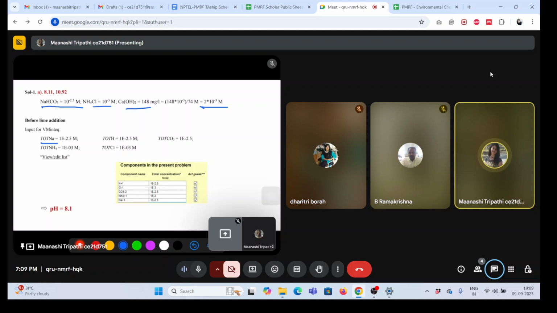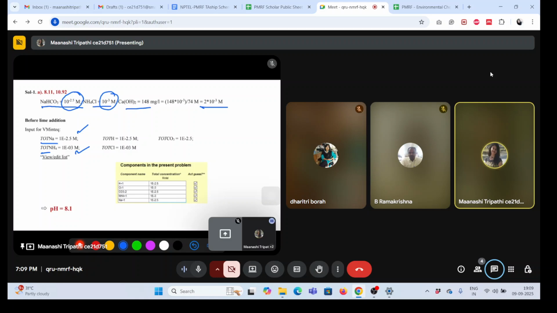Total sodium will come from where? This is the only source of sodium. Okay, there is no other source of sodium. So total sodium is fine. Total ammonia, from where the ammonia will be coming? This is the only source. So that is also checked.